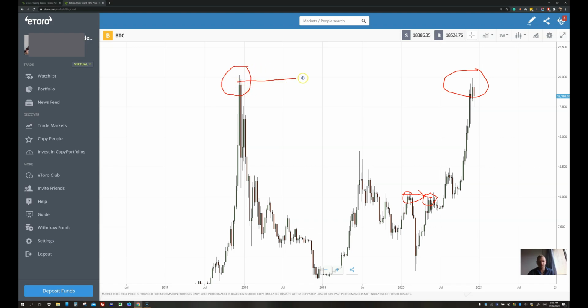But basically, because you can draw a line like this, that means that at the same point, the people are thinking, all right, this is the maximum price, we're going to sell. And here as well, this is the maximum price, we're going to sell. And that creates a double top. And that is a very common pattern to scout for.